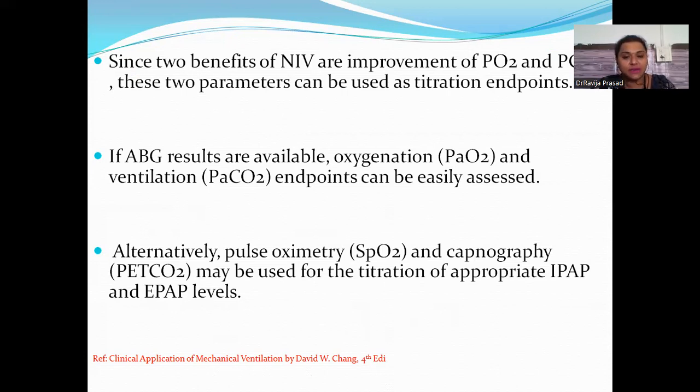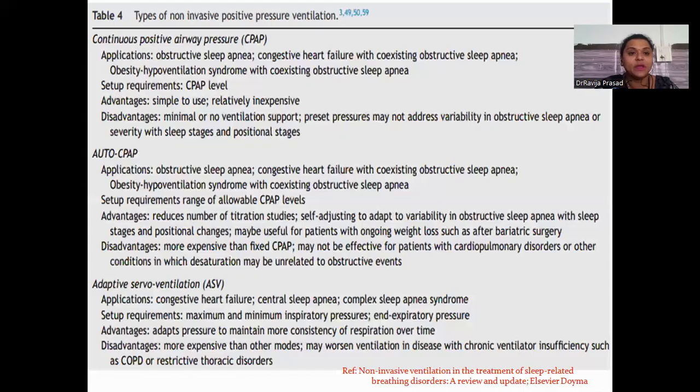Alternatively, pulse oximeter, that is SpO2, and capnography, that is PETCO2, may be used for the titration of appropriate IPAP and EPAP, that is the inspiratory and expiratory levels in the non-invasive ventilation mechanism. Okay. Now, this is the chart of the types of non-invasive positive pressure ventilation.